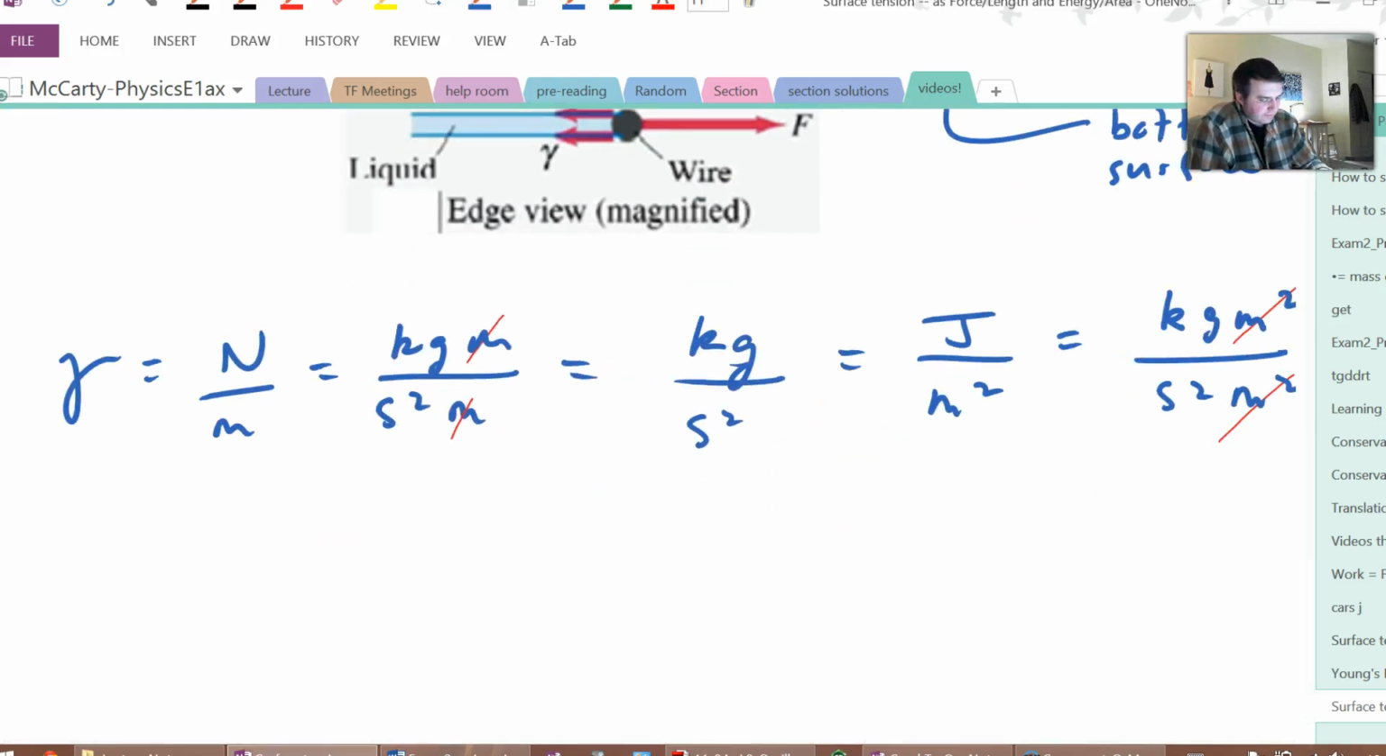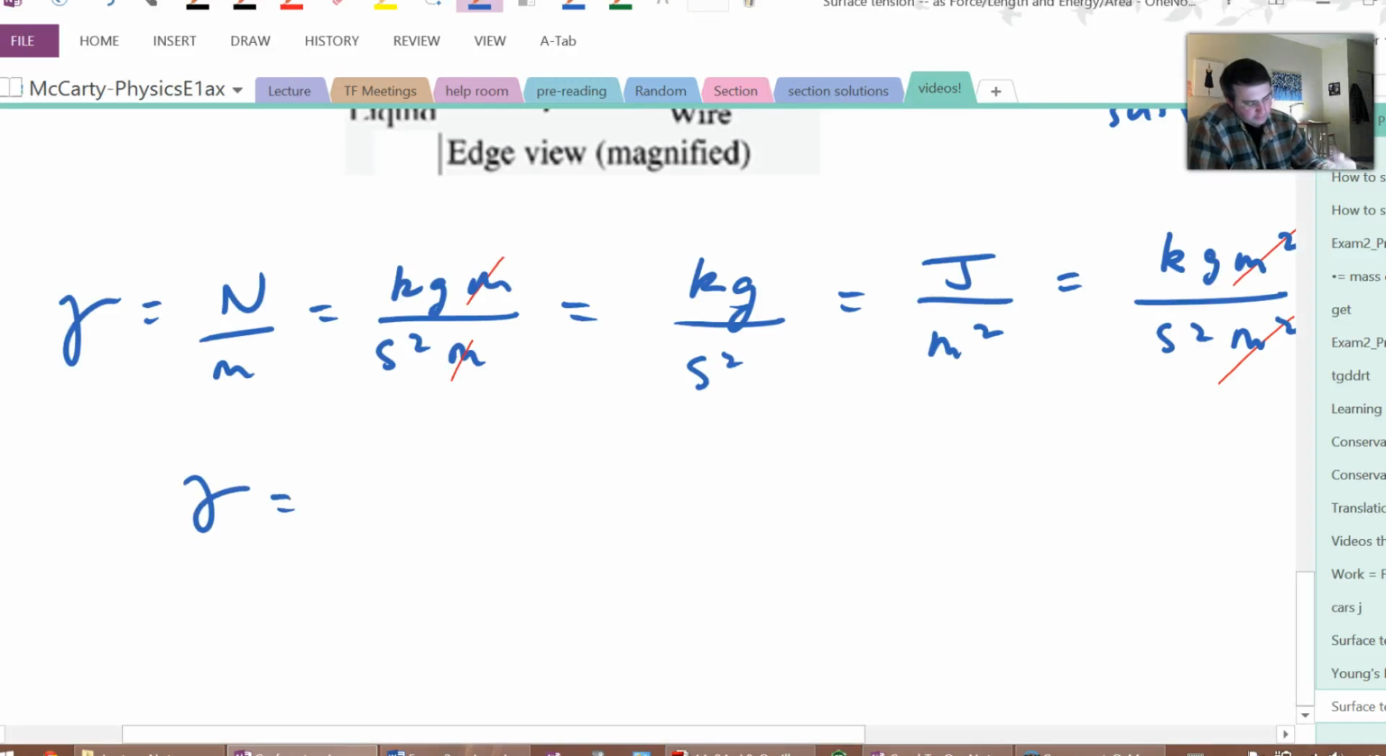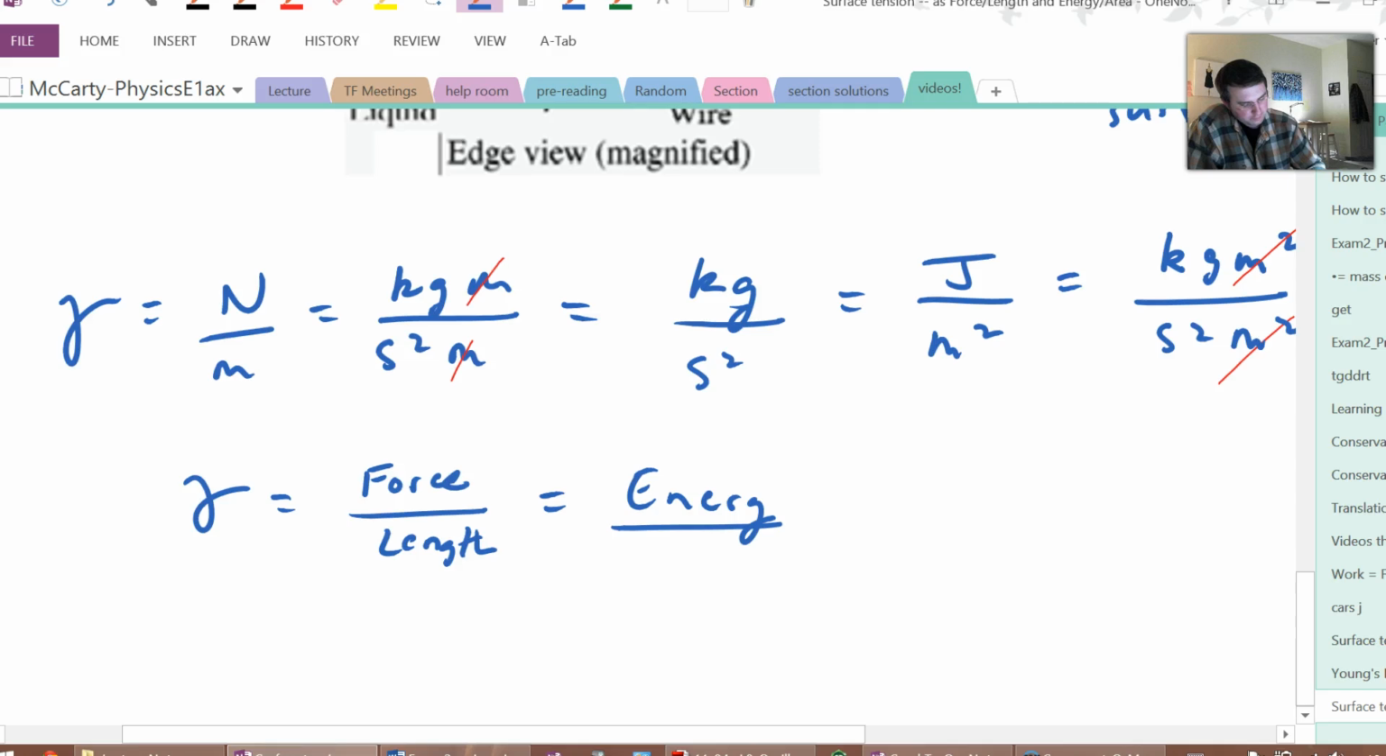So all of this is just to say that gamma gives us units of tension or force over length, or energy per unit area.